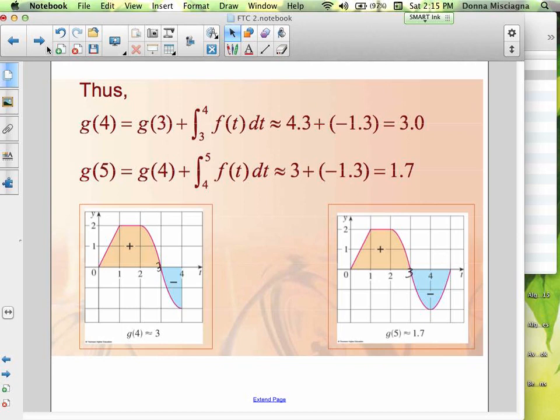And then g of 5, right? So now we're continuing along the curve. So we're going to go to 5. And again, we're going to be subtracting. So we know that from 0 to 4 we were at 3. And so from 4 to 5, it looks like that's the same. If this one was 1.3, this one looks like it's about 1.3 as well. So we're going to subtract another 1.3. So g of 5 is 1.7.